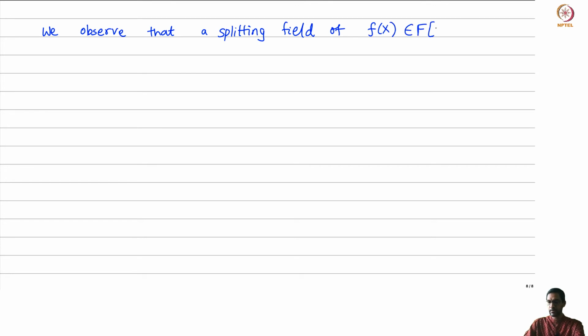Okay, but before we do that, let's prove some other simpler properties of the splitting field. So we observe, before proving the uniqueness, that the splitting field of the polynomial f(x) is, or must be, necessarily a finite extension of the field F.